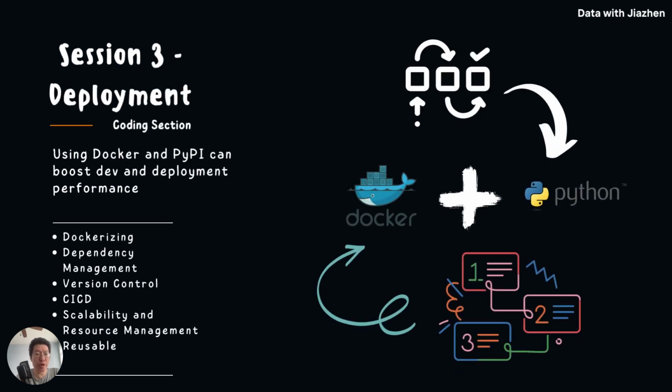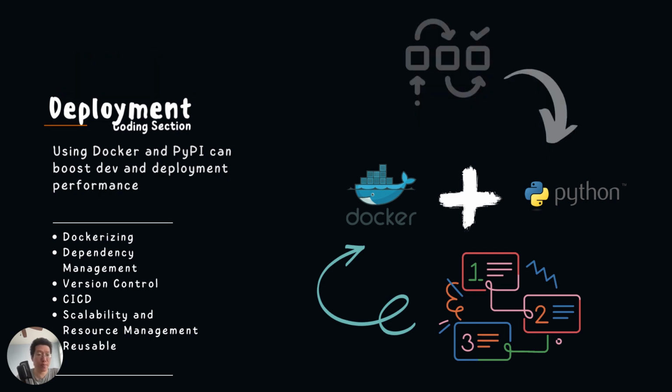Moving to section 3, we will focus on deployment. Using Docker and Python pip, we will explore how to package our pipeline into reusable components and create the Docker image for easy deployment. This approach improves dependency management and version control, and facilitates the CI/CD process.